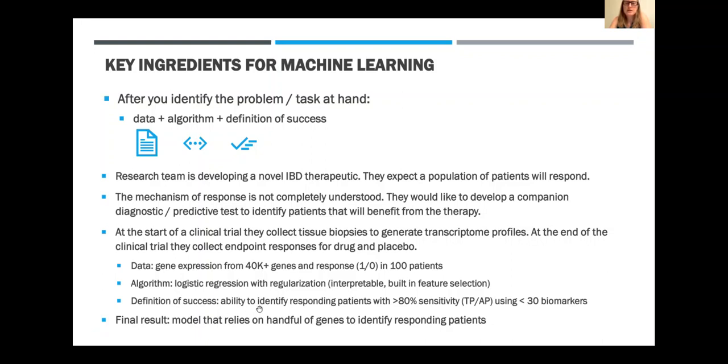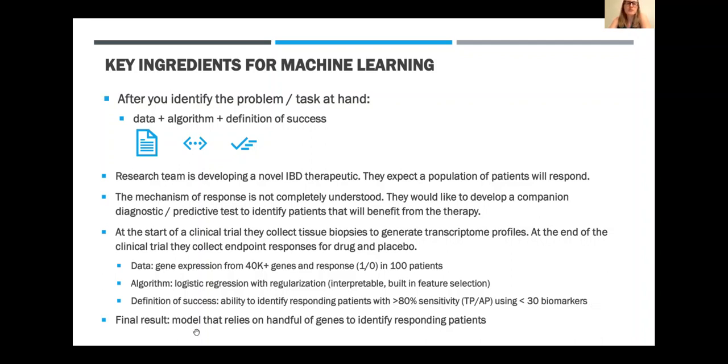The definition of success here was the ability to identify responding patients with greater than 80% sensitivity. So that was part one of the definition of success. And this is something that you can quantify from the model. I'll go over this in a little bit. And the second part of the definition of success is using less than 30 biomarkers. In the clinic or later when you develop a test, you're not going to do a transcriptome profile. It's just too expensive still. So you need to do a small assay, which means you need a small number of biomarkers to build a model.